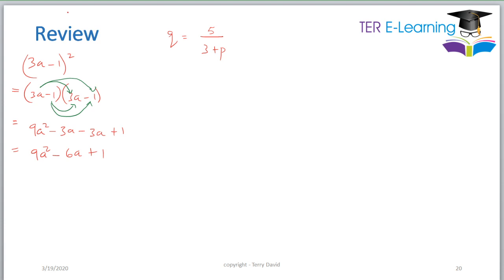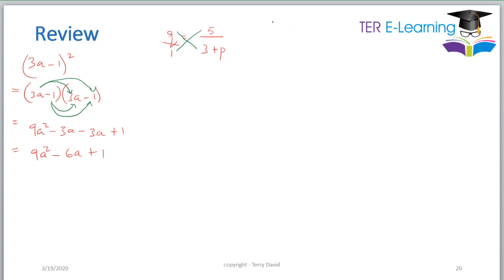Now, we have Q equals 5 over 3 plus P. Now the first thing I would do here, right? Remember, like I said in class, I don't like to work in fractions. So Q is the same as saying Q over 1. Alright? So what I will do, I will cross multiply. I will say this by this is equal to this by this, right?